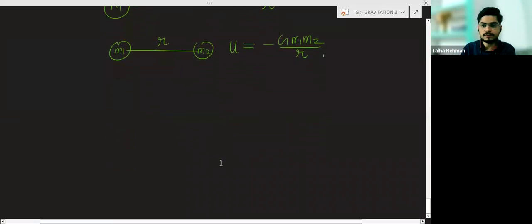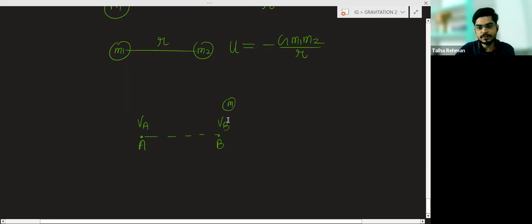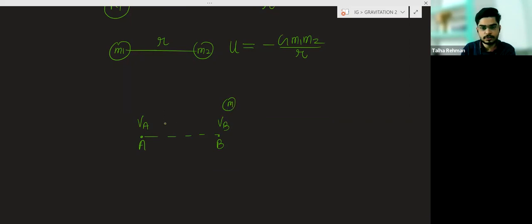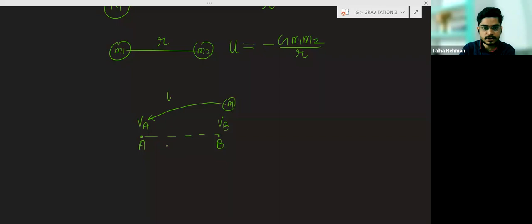Okay. One more formula. Suppose this is point A and suppose this is point B. So we know the potential at point A and we know the potential at point B. If there is a mass m and we want to carry this mass m from point B to point A, in this process the work done will be the work done in carrying the mass from point B to A.